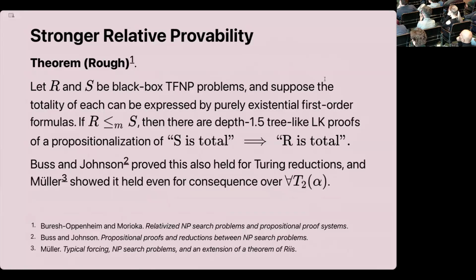Okay. So the lesson here is that this is a very specific and very formal representation of the hand-waving theorem I said a little while ago, right? If I have a many-one reduction from R to S, then I actually have a proof of this theorem, that if S is total, then R is total. And it's in fact a propositional proof. And so propositional separations, therefore, should imply non-reducibility.